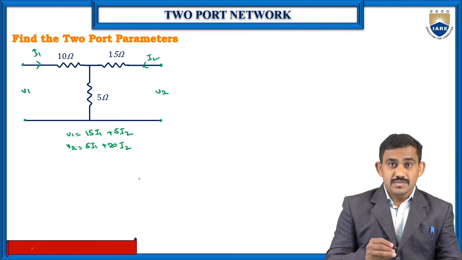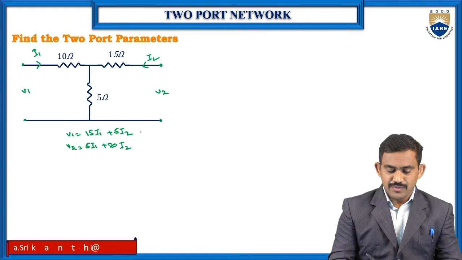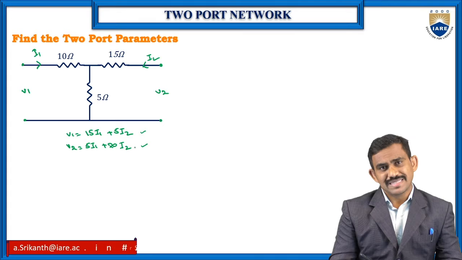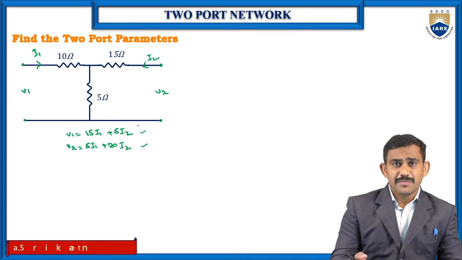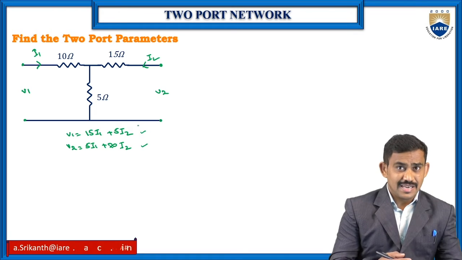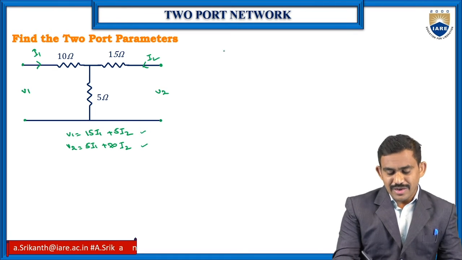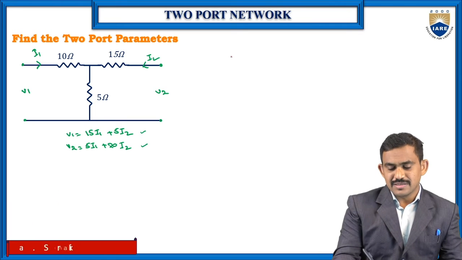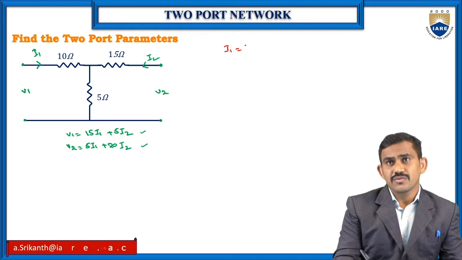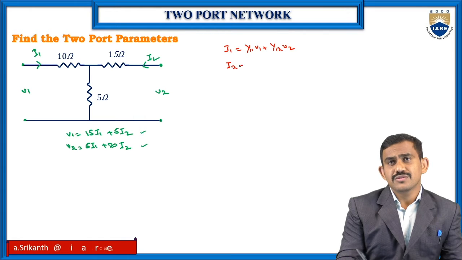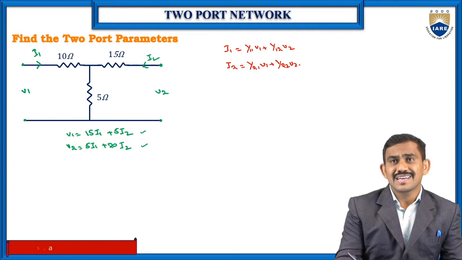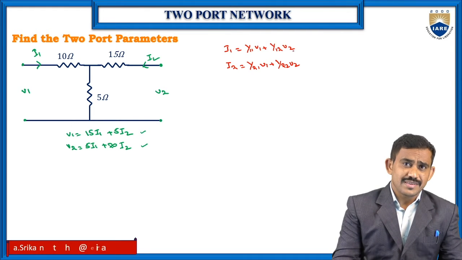So from this circuit, I know the V1 equation and V2 equation using mesh analysis. Now I want to go for the Y parameters for this T network circuit. So what are the Y parameter values? Y parameters: I1 is equal to Y11 V1 plus Y12 V2. Same thing, I2 equal to Y21 V1 plus Y22 V2. So these are the two equations for Y parameters.